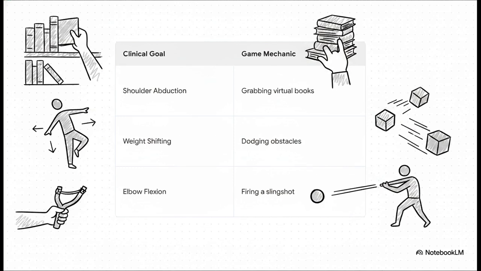Need to work on shoulder abduction? Use a game that requires grabbing virtual books off a high shelf. Working on weight shifting? Have them dodge oncoming virtual objects. Need to improve elbow flexion and extension? Put a virtual slingshot in their hands. You are prescribing precise, clinical movements hidden perfectly within gameplay.